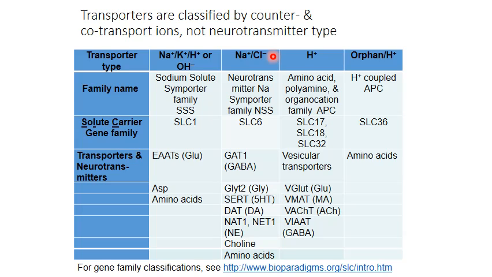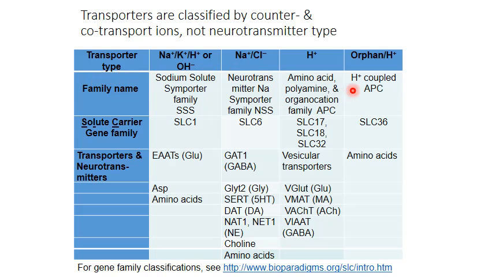There are some transporters which only take advantage of the hydrogen ion gradient, that is, they go from more acidic to less acidic environments, and these are called the amino acid, polyamine, and organocation, cation being used in the abbreviation, APC family. So these are actually named after the substrate. And then there's some orphan transporters, mostly coupled to hydrogen ion movement, also part of this APC family.